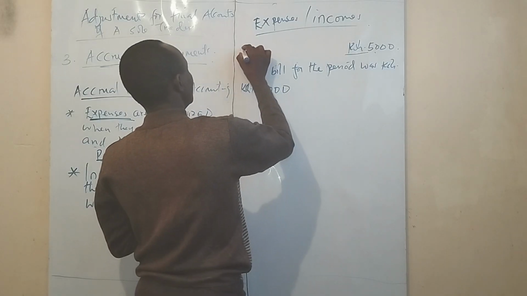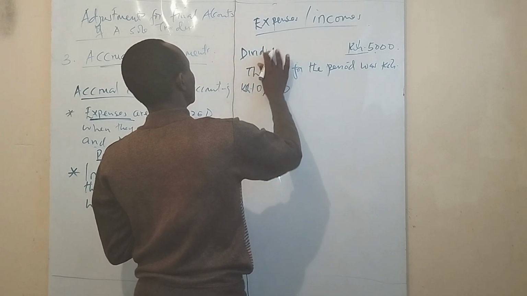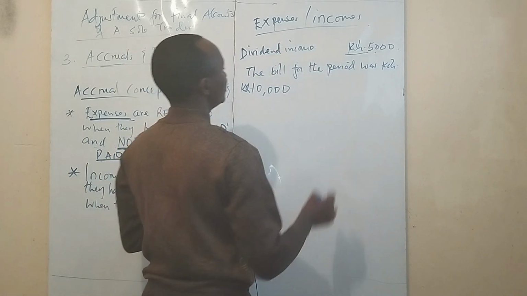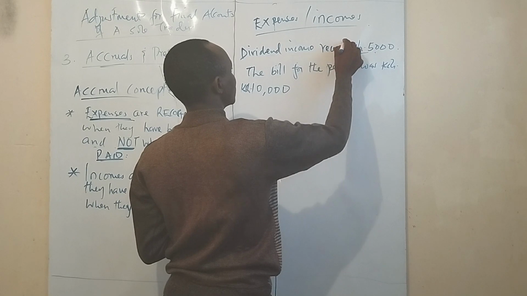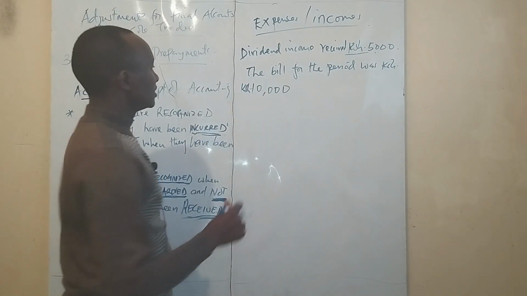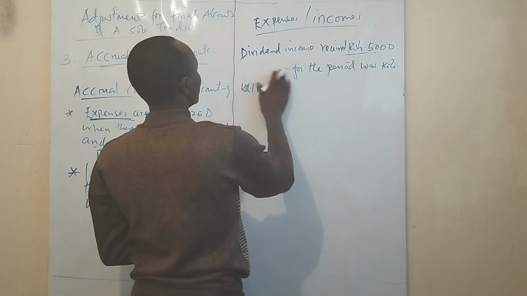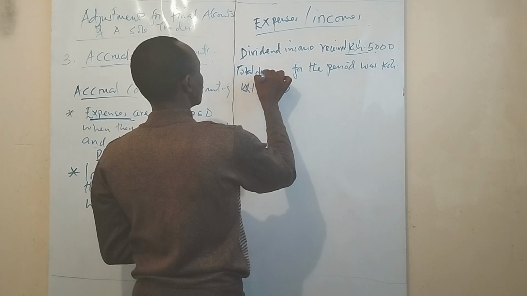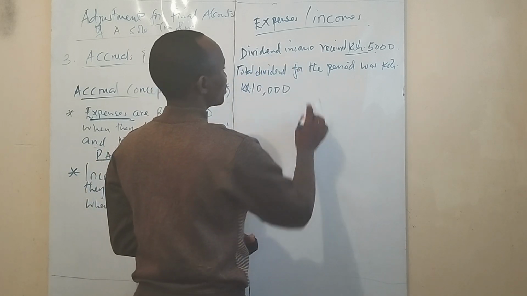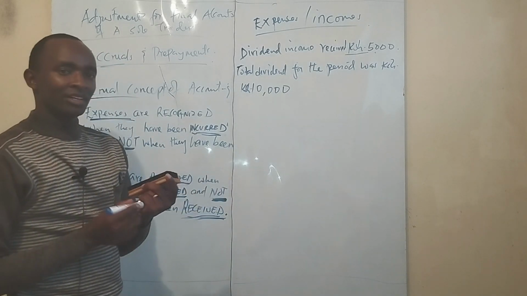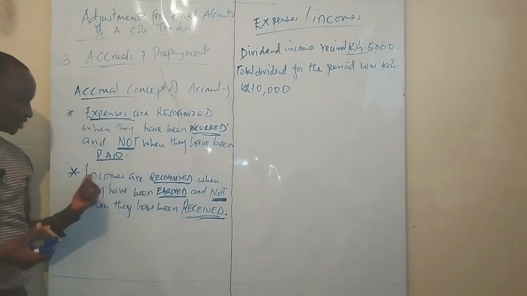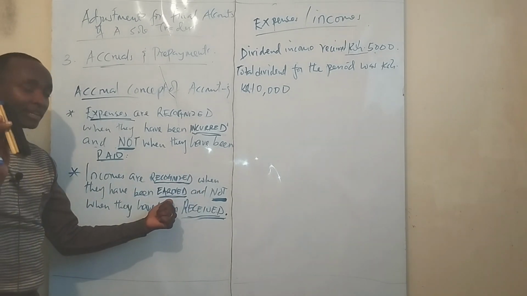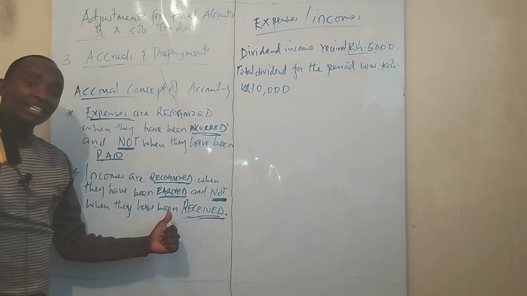So let's say dividend income received was Kenya shillings 5,000, but total dividend for the period was Kenya shillings 10,000. So how do we go about this one? Let's go to our definition. Incomes are recognized when they have been earned, and not when they have been received.